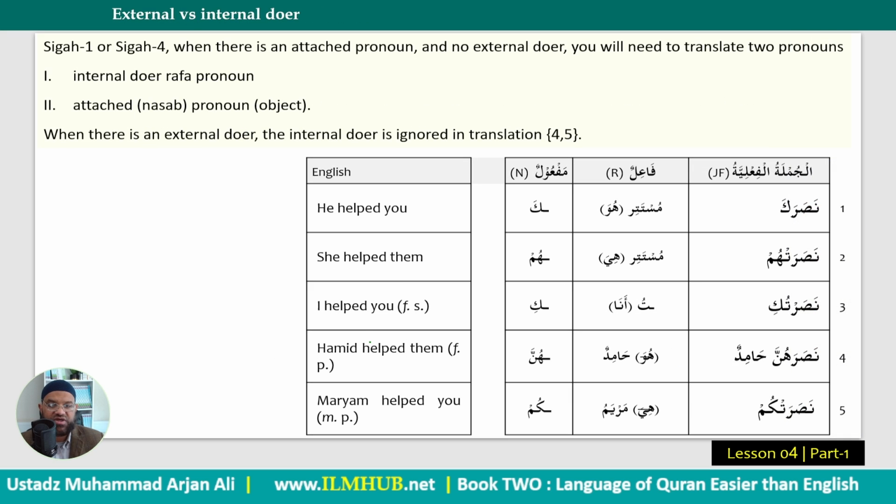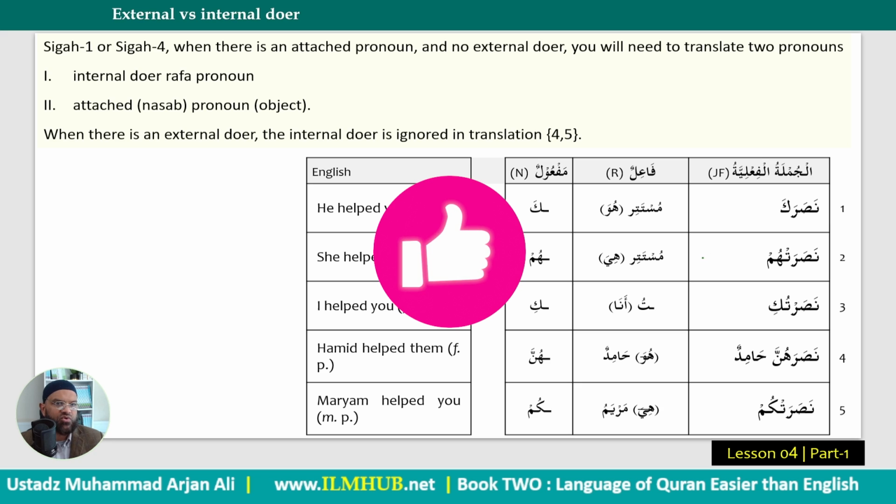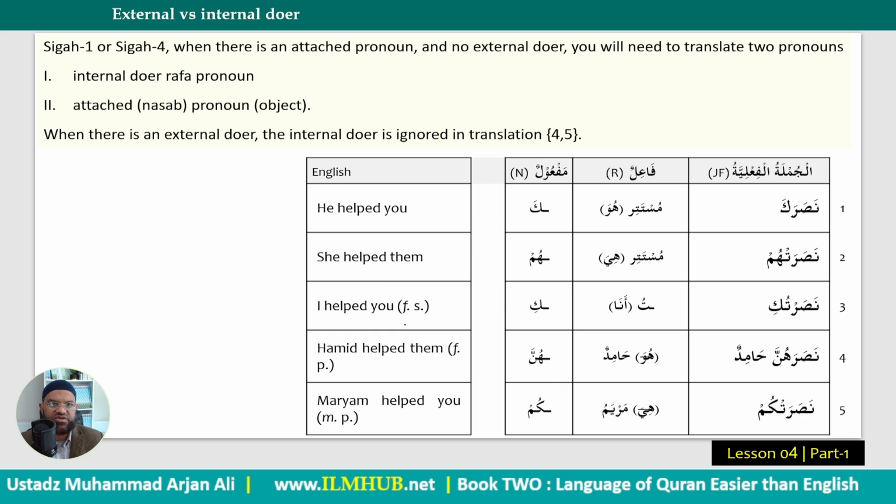So let's conclude, inshallah, with a few very quick examples. Nasaraka, huwa is my doer, ka is the object. He helped you. Nasarathum, she helped them. Here is the doer, hum is the object. I helped you: nasartuki, please note ki is feminine singular. Nasarahunna hamidun, Hamid helped them. Feminine plural, hunna is the object.